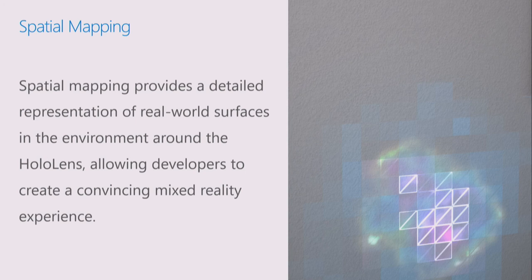If I were to walk around this podium, it's going to understand that this podium has sides, top and sides. If I were to look under a table, it starts to understand that the table has space underneath it. If I look around a corner of a wall, it understands that there's space around that corner, and that's going to allow you to occlude holograms as well in a very realistic way so that the holograms feel like they're really in that environment.